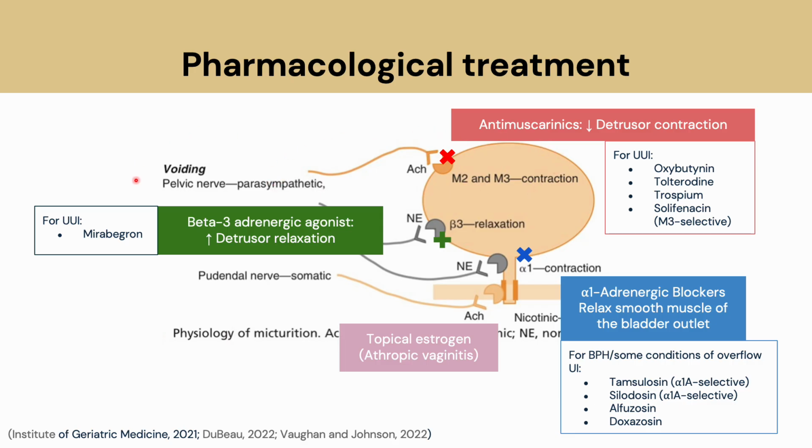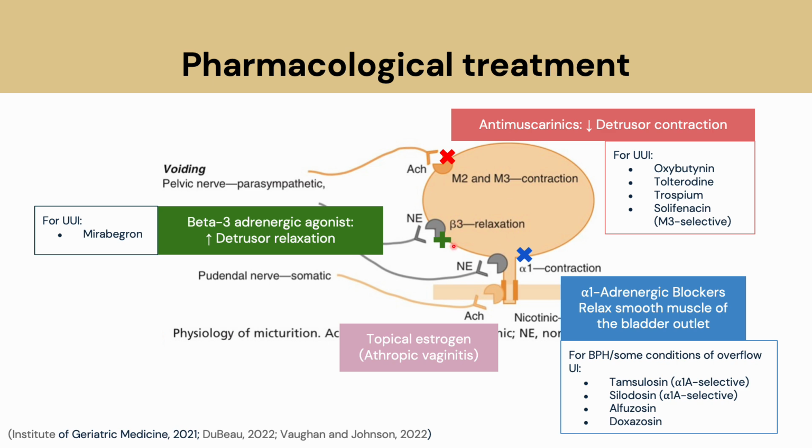The second one is beta-3 adrenergic agonists, which work through a different mechanism by relaxing the detrusor muscle. Because it stimulates the beta-3 receptor, it makes the detrusor muscle more relaxed, and during bladder filling, it increases the bladder capacity.